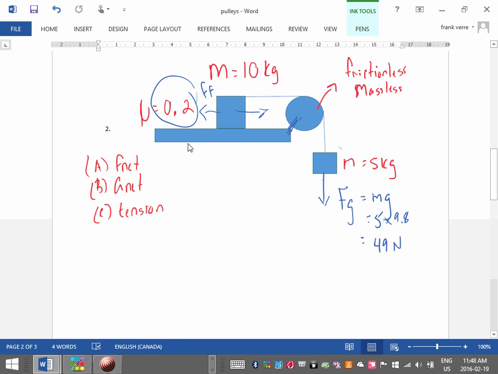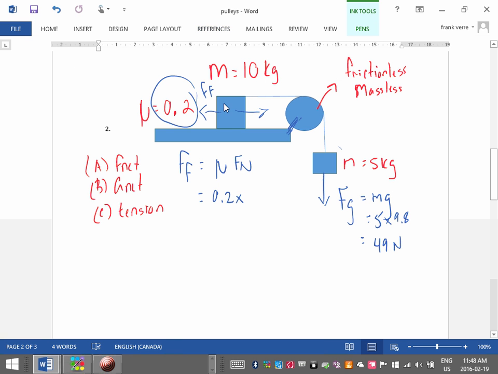We can calculate the force of friction. It's pretty easy. We know that it is mu Fn. And we have mu, we know it's 0.2. Now in this case, Fn would be what? It's the normal force, and we know it acts which way?